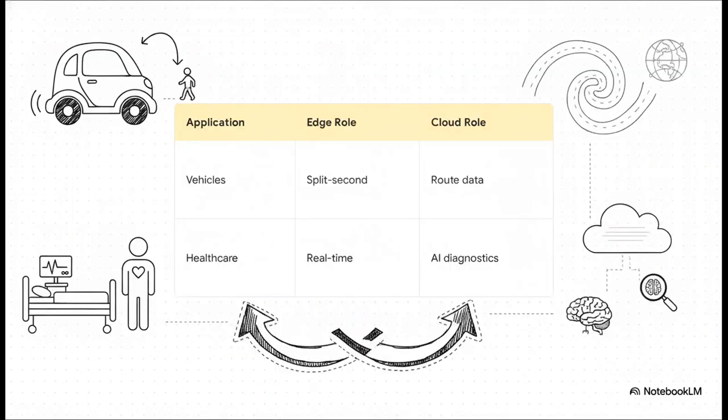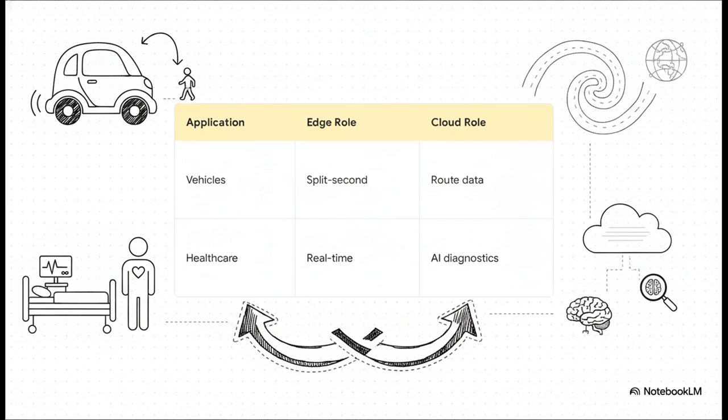So are these two paradigms fiercely competing? Not exactly. They actually work together beautifully in a complementary hybrid model for real-world applications. Take autonomous vehicles, for instance. The edge plays the absolutely crucial role of making split-second local decisions, like slamming on the brakes for a pedestrian, because you simply cannot afford a round-trip cloud lag in that scenario. But the cloud? The cloud handles the heavy lifting, like long-term route optimization and analyzing fleet-wide data.